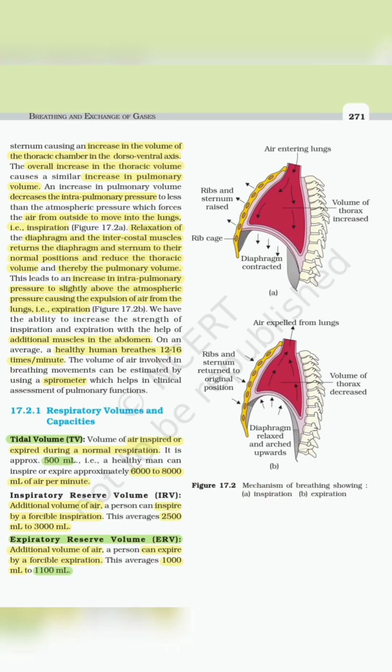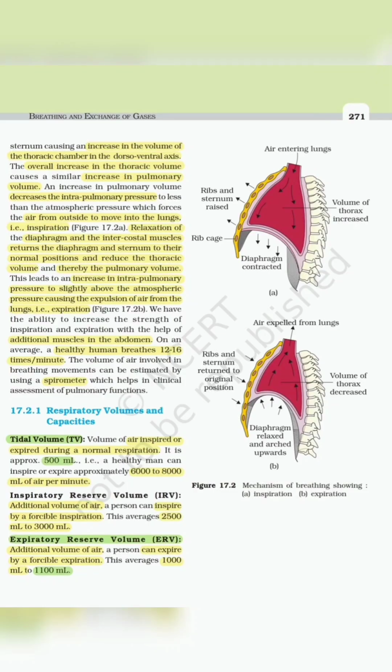The volume of air involved in breathing movements can be estimated by using a spirometer, which helps in clinical assessment of pulmonary functions. Respiratory volumes and capacities. Tidal volume. Volume of air inspired or expired during a normal respiration. It is approximately 500 ml, that is, a healthy man can inspire or expire approximately 6000 to 8000 ml of air per minute.